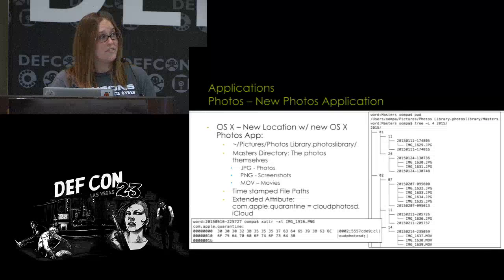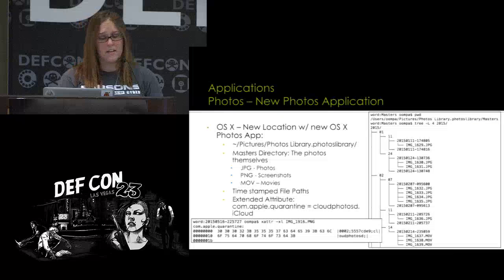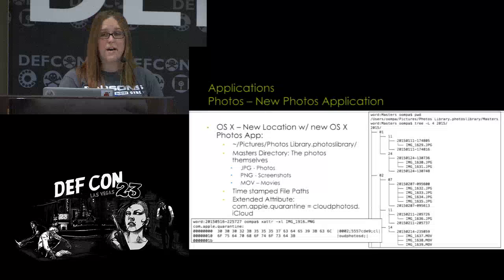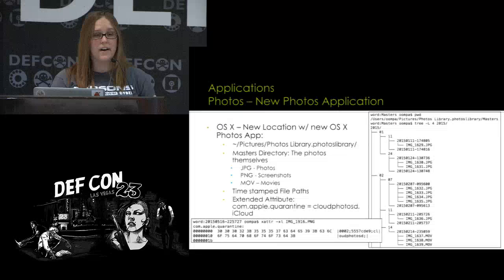If we look at the extended attributes, we can tell if it's an iCloud photo or not. One of my favorite commands is xattr. I like the flags X and L, just to show me the data in a hex format. We can actually see what this quarantine value is. The com.apple.quarantine metadata values get populated every time you download a file, every time an attachment comes in, or you download a file through a web browser. This com.apple.quarantine information gets tagged with specific files.